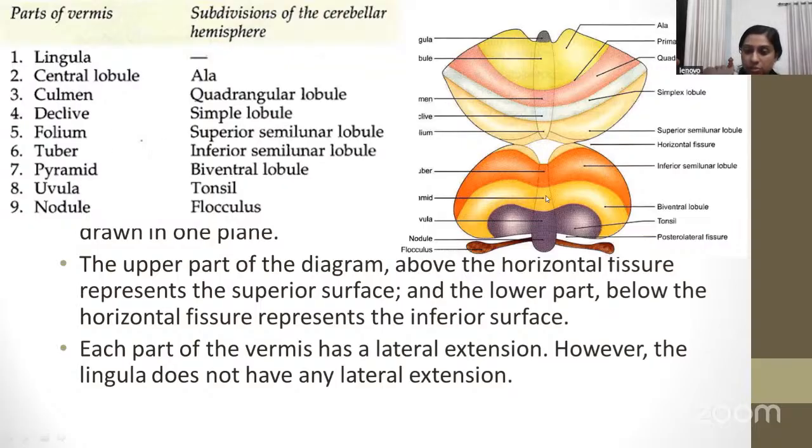Pyramid and uvula are the lowermost parts. And nodule: this is the flocculonodular lobule, and it has two parts. One is the nodule, from which the lateral extensions known as flocculus are placed. So that's about the flocculonodular lobe and different parts of the cerebellum.